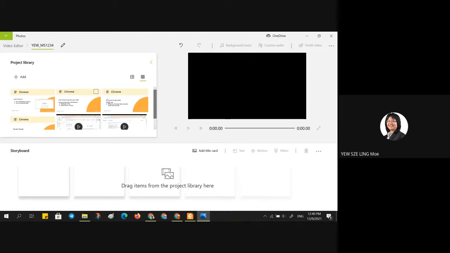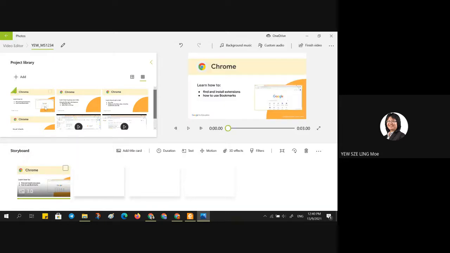Now after you're done with the project library, what are you going to do? Let's say now this is my front page. So I drag it down. Just drag and drop concept. You drag it from the library, you drop it on the storyboard. Every picture, the default time is 3 seconds. If you want to change the time, you click on the picture, you go to duration, then you can change it.